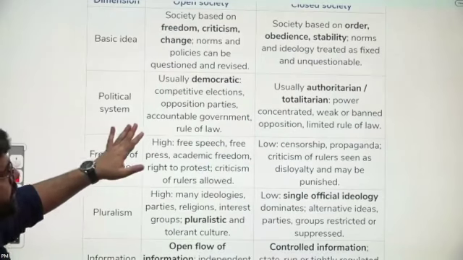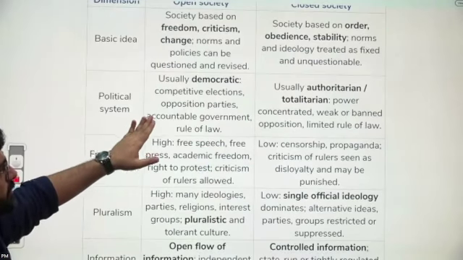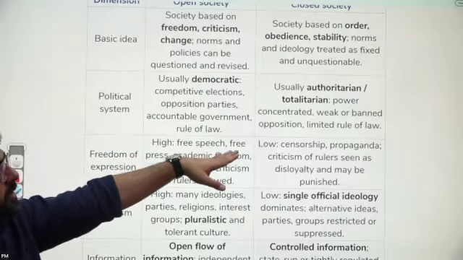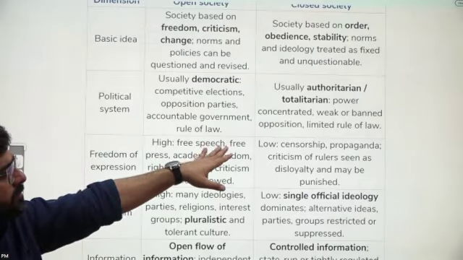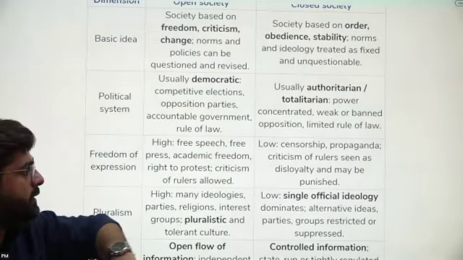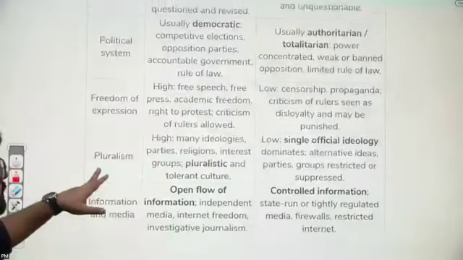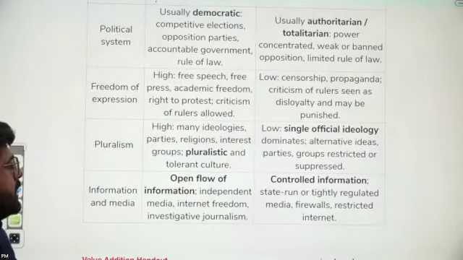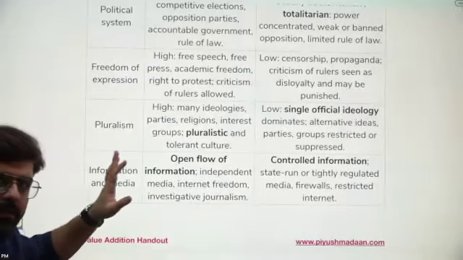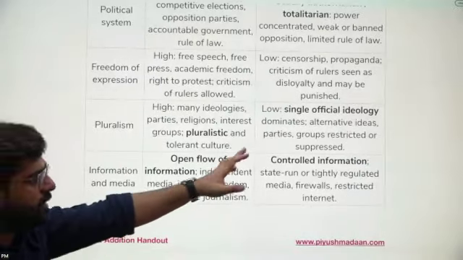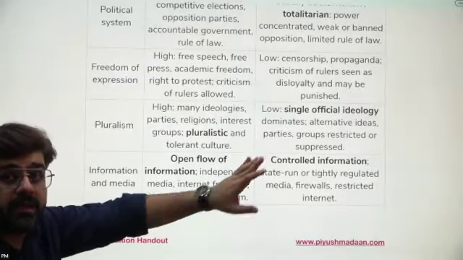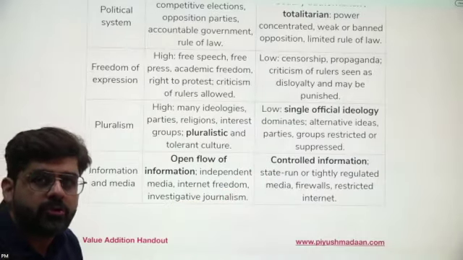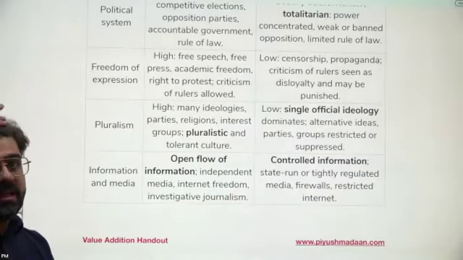Political system is usually democratic: competitive elections, parties, opposition parties, accountable government. In closed societies, generally authoritarian, power is concentrated, opposition is weak or banned, and there is limited rule of law. Freedom of expression high, freedom of expression low. Pluralism high. Why? Many ideologies will prosper. Here limited. Why? Because you cannot allow for various viewpoints to coexist. So you will not see that happening.